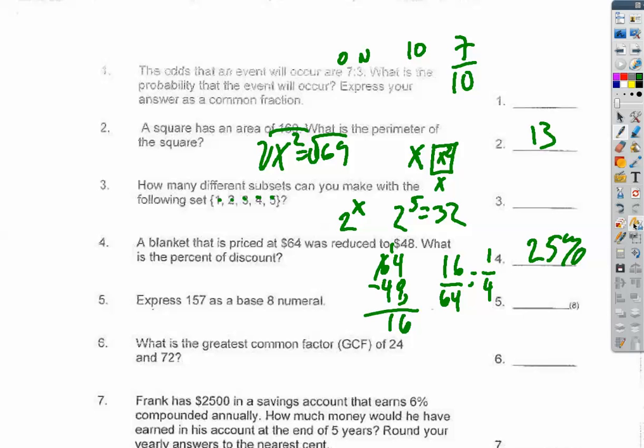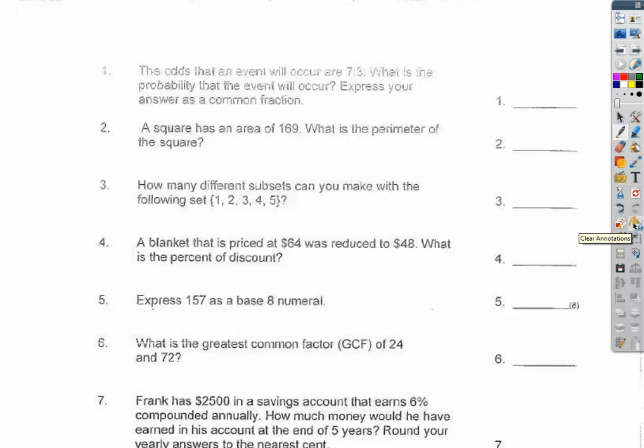5. Express 157 as a base 8 numeral. So our first number is going to be 8 to the 0 power, which is 1. Our second number is going to be 8 because it's going to be 8 to the first. Our third number is going to be 8 squared, which is 64.